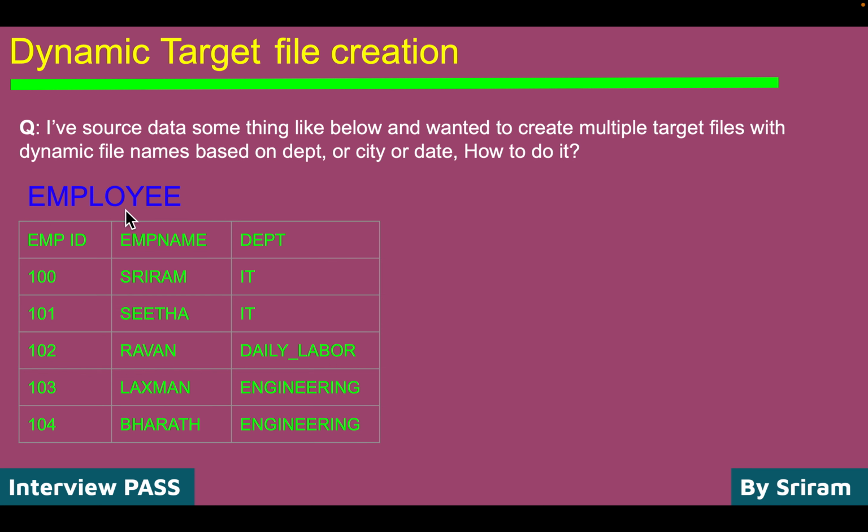So let us see the example input. I have employee ID, employee name, department. Here I am looking for department-wise target files. For example, I have IT, daily labor, engineering, 3 departments. So 3 files have to be created once you complete your session run. So 3 outputs are expected because we have 3 departments from source.